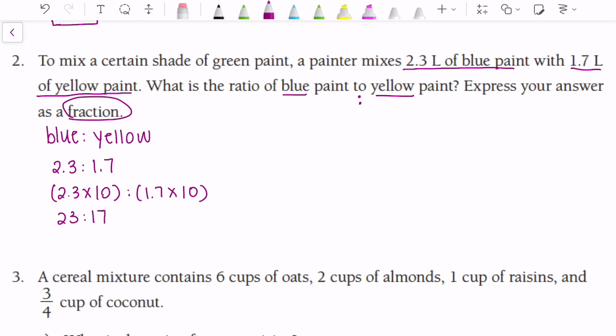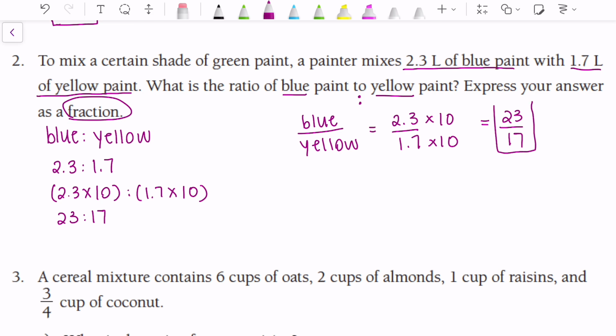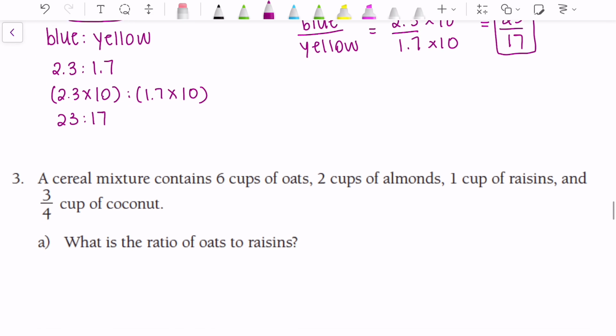And the factors of 17 are 1 and 17, and 23's factors are 1 and 23. So both of them are prime. We're going to leave it as is. It is reduced. Now, if we want to write it again as a fraction, the same thing is going to occur. We're going to set this equal to 2.3 over 1.7. We're still going to have to multiply both sides by 10 to get 23 over 17. And this would be our answer because it asked for a fraction. All right, let's move on to the next question.